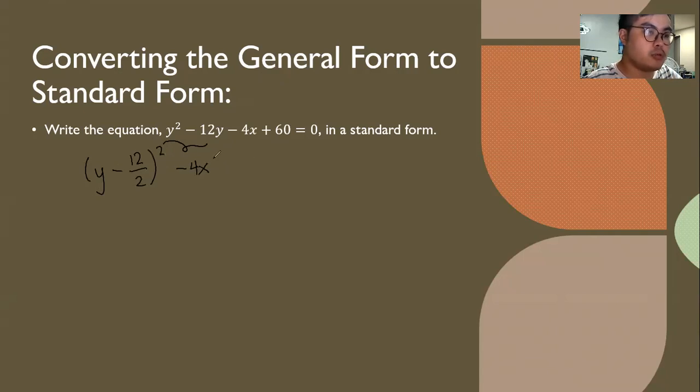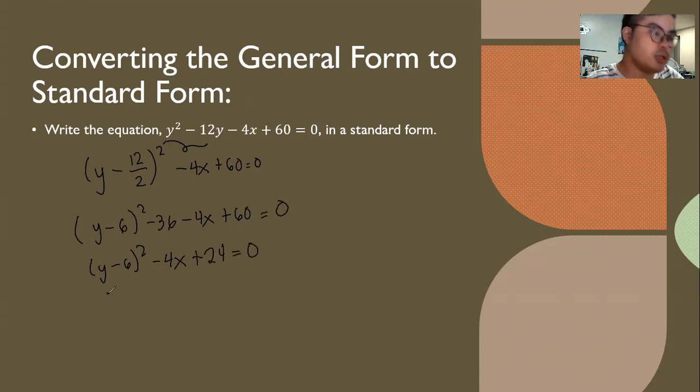Before everything else, we're going to simplify. So it will become (y - 6) squared. We subtract this 36, then minus 4x, then plus 60. Now we're going to copy this, then combine like terms, which is negative 36 plus 60. So it will become positive 24 equals 0.